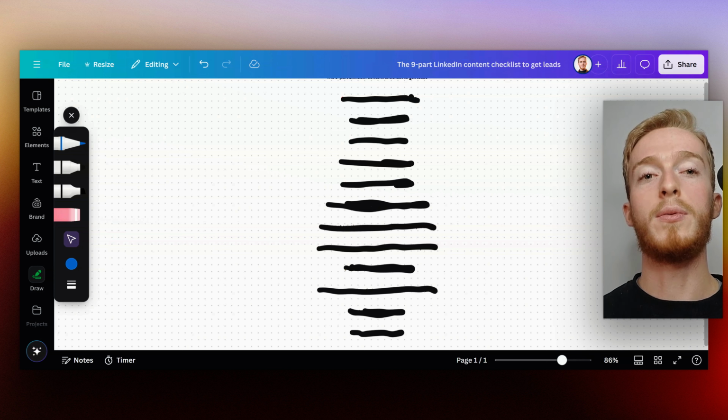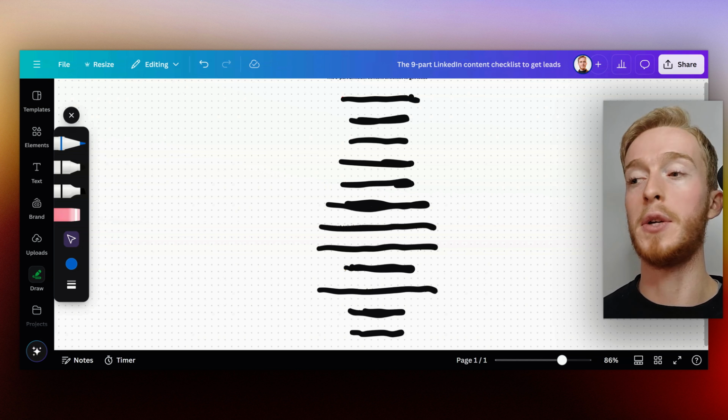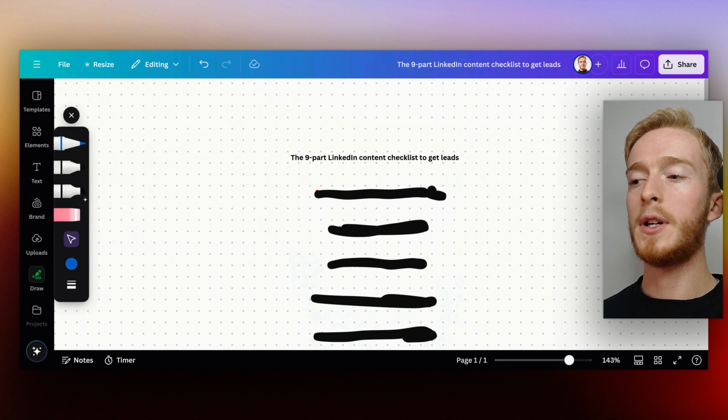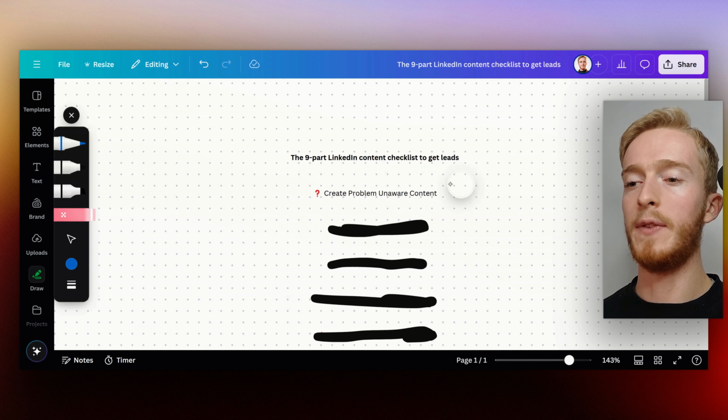Okay, so in this video, I'm going to be running you through the 9-part LinkedIn content checklist that I teach my clients to help them get leads through content. If you're not currently getting leads through your content at the moment, then I think this video can be really useful for you. I'm going to go through each of these stages bit by bit. So, first things first, let's go through this first step.